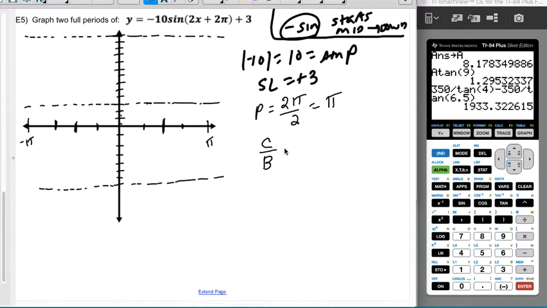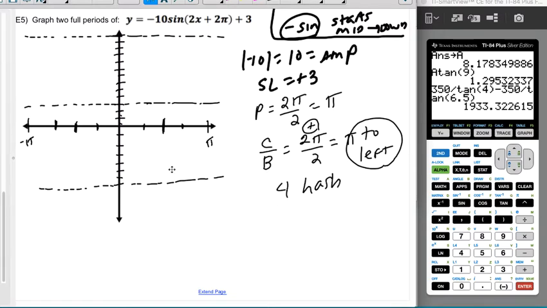Well, C over B is going to be 2 pi over 2, which is going to be a pi, right? So it's going to be 2 pi over 2, and because it's positive, it's going to be pi to the left. So that's 4 hash marks, right? Because if you look, 1, 2, 3, 4, there's pi, right? That's 4 hash marks left.